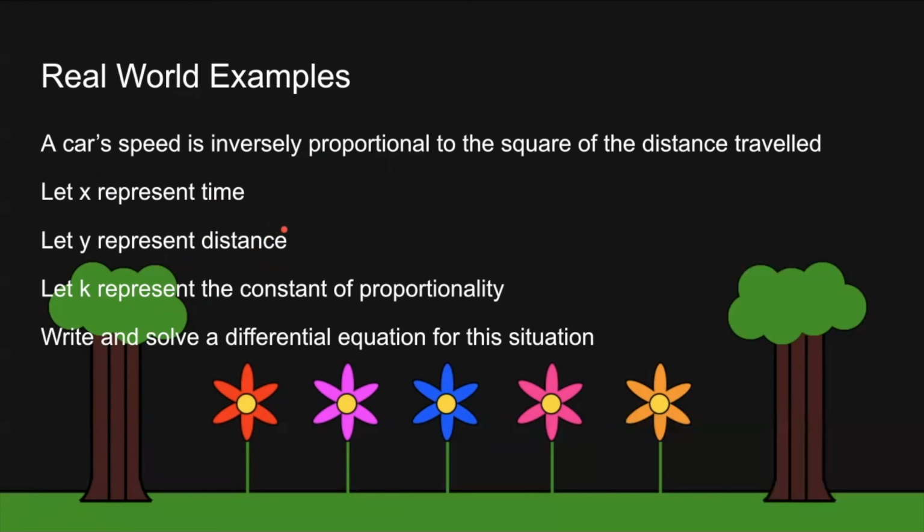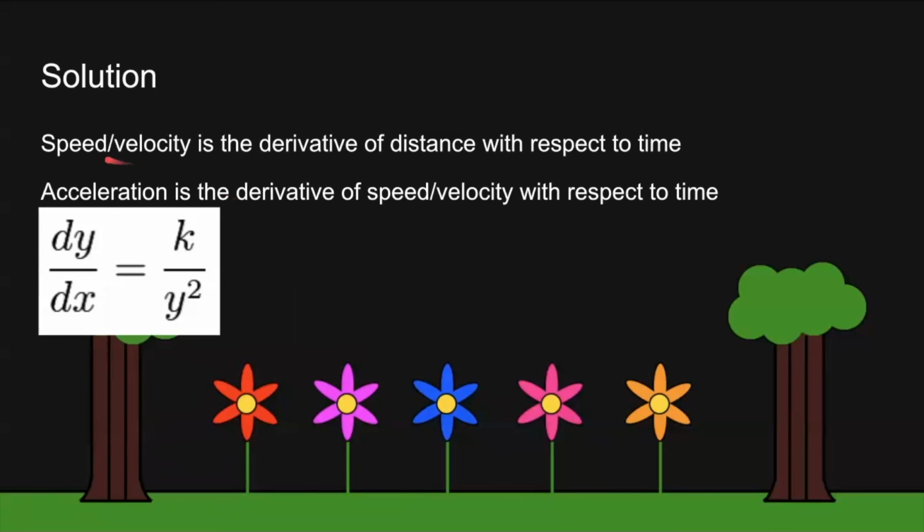All right, so the way we do that is you need to know that speed or velocity is the derivative of distance with respect to time, and acceleration is the derivative of speed or velocity with respect to time. So these two facts are actually pretty important for AP Calculus AB, so remember them. And there is a difference between speed and velocity, but you don't need to know that.